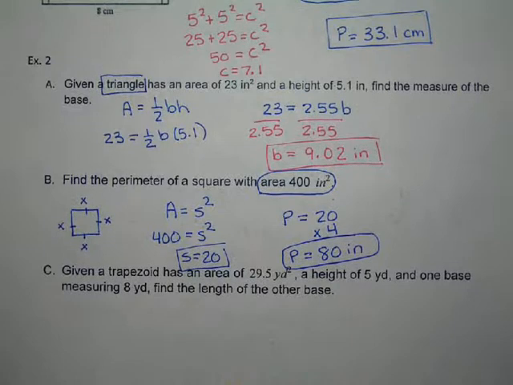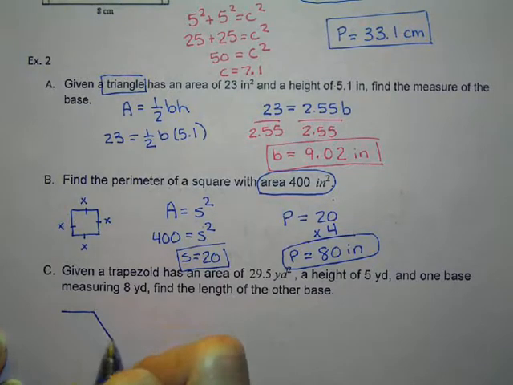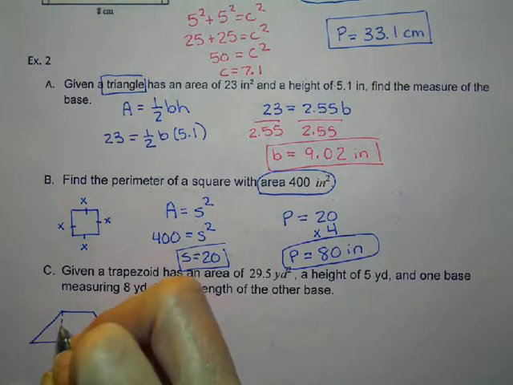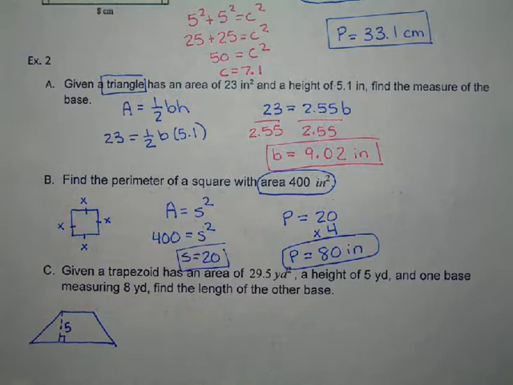Alright, the last one we have is a word problem, and it's a trapezoid. I'll just draw a general trapezoid. It has an area of 29.5, a height of 5, and one base is 8. Find the length of the other base. I have no idea if 8's the top or the bottom. So we just know one of them is going to equal 8.